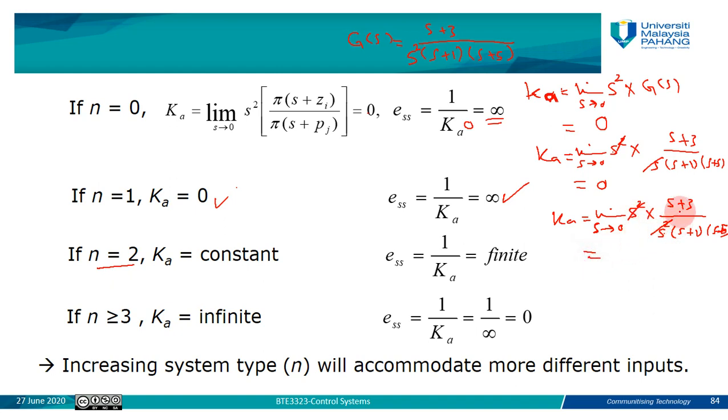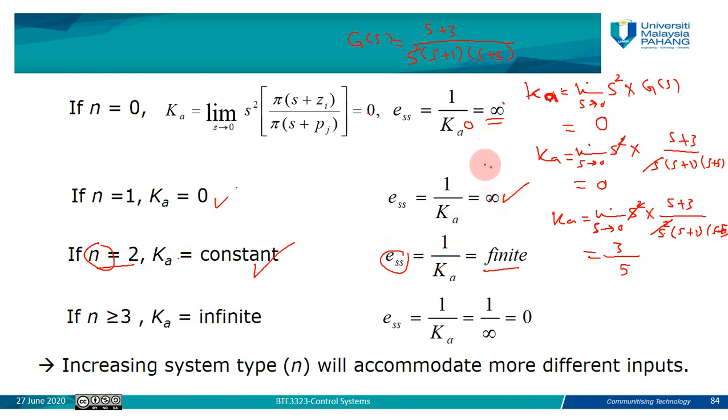So for the value here we are going to take, for example, 3. Then s plus 1 would be 1, and s plus 5 will be 5, so 1 times 5 is 5. It gives you a constant or finite number. For system type 2, Ka will be constant. Then 1 over a constant will also give you a constant, finite number. So system type 2 gives you a defined value for the error. It's not infinity like the previous two cases.